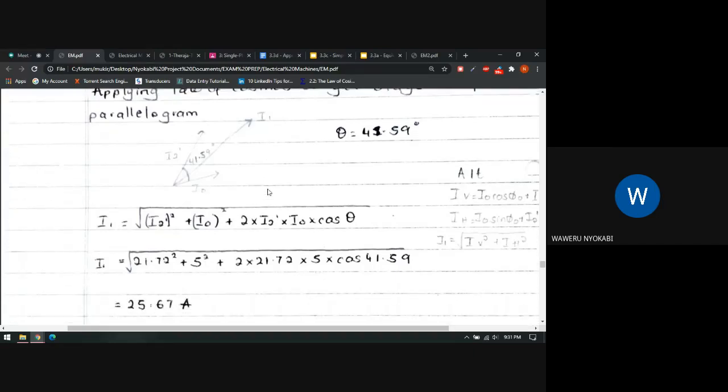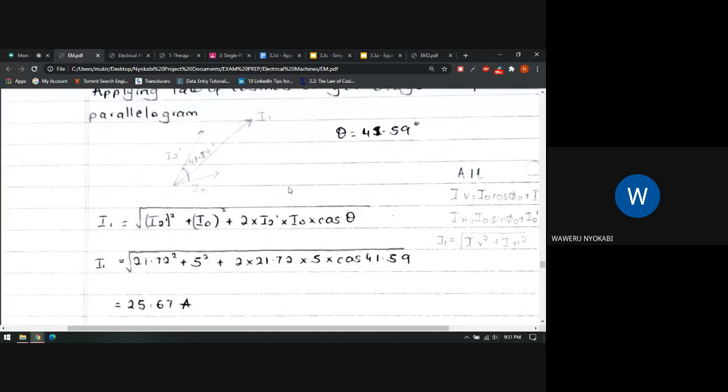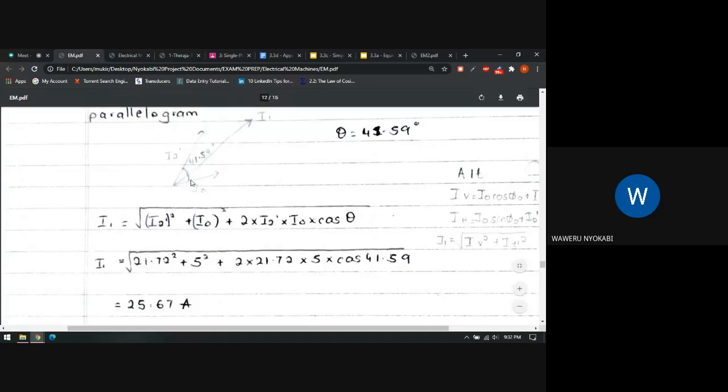Okay, so I don't have time to show you, but if you search law of cosines and how to get the diagonal of a parallelogram, you're going to get the equation you're supposed to use. So we'll do I2 prime squared plus I naught squared plus 2 times I2 prime times I naught times cos theta. And our theta, which is this one here, we got it as 41.59. So if you do all that calculation, you get 25.67.